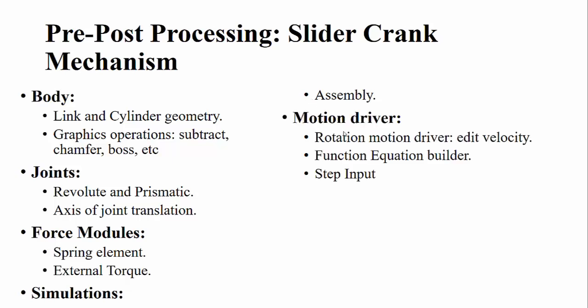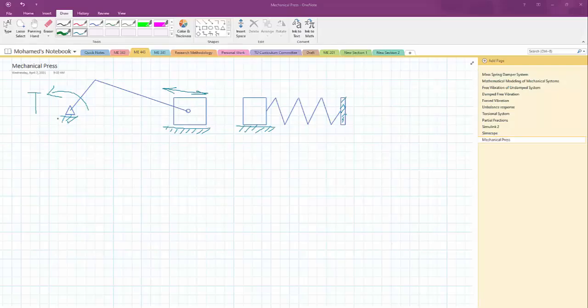We will add a motion driver, so we can drive the crank at a certain speed. So we'll add a rotational motion driver, and we'll learn about something called the function builder and step function input. Of course, we are going to do some pre and post processing as well. The model that we are going to build actually resembles a certain industrial operation.